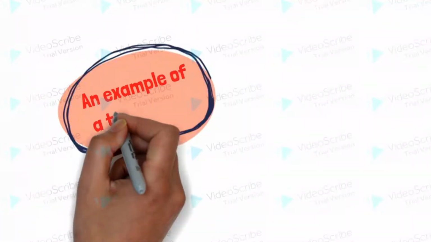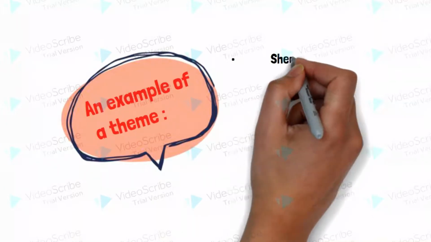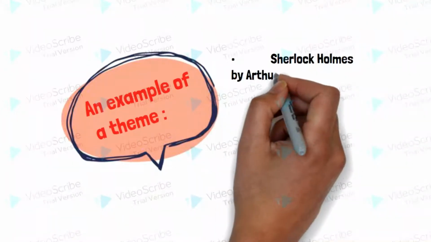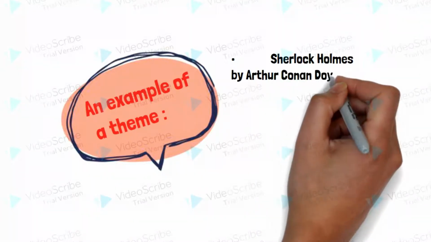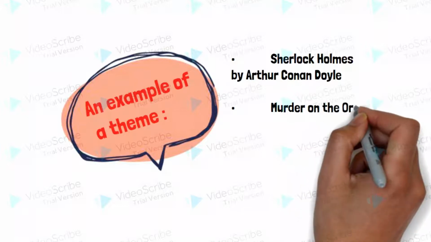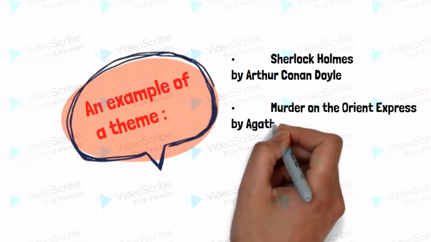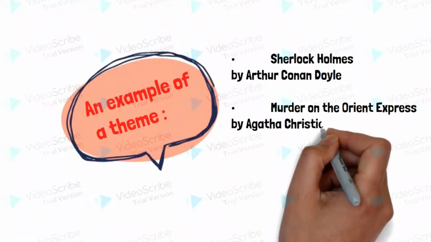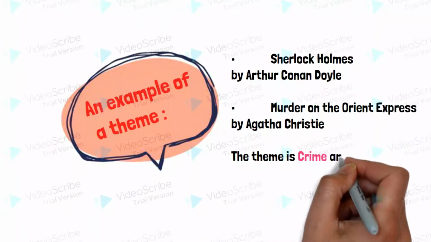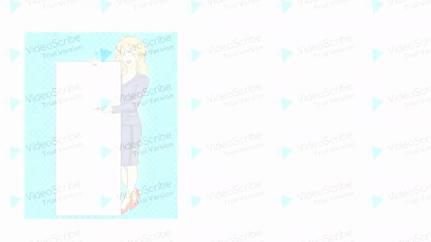Here I have an example of a theme for you. So, this is a story, Sherlock Holmes by Arthur Conan Doyle. Another example, Murder on the Orient Express by Agatha Christie. So, these two novels have the same theme, which is crime and mystery.